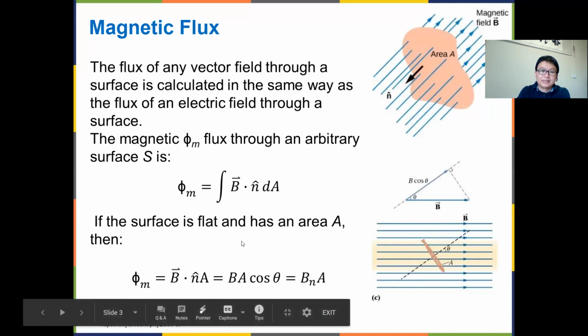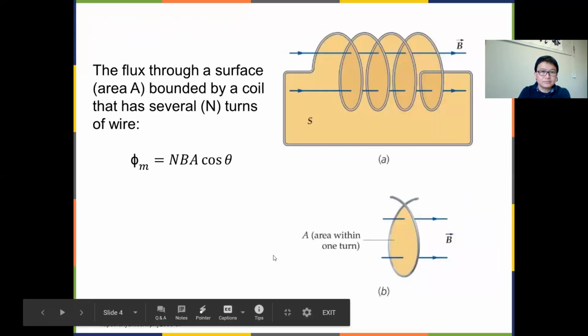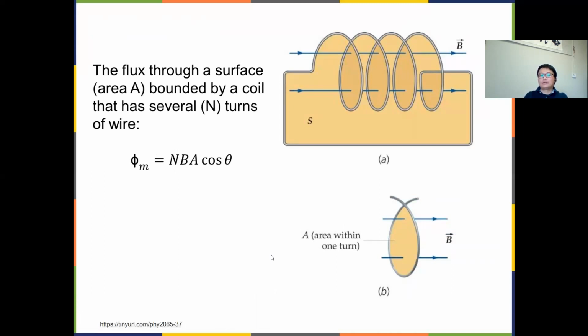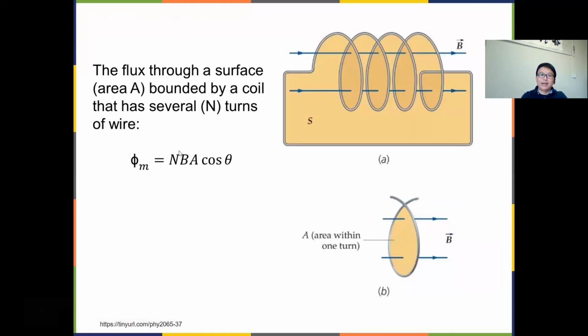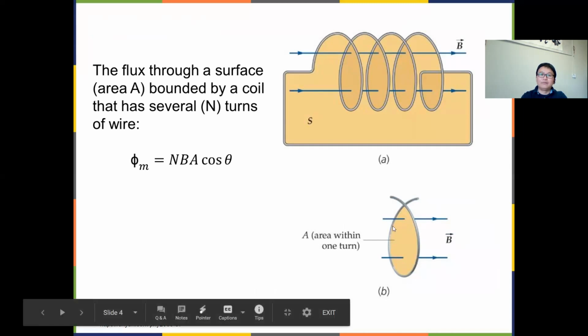So you can have a change in the magnetic field, a change in the area, or a change in the angle to produce a change of magnetic flux. For a solenoid that has many turns of coil, if you have n turns, then the flux is amplified by n. So multiply by n: n B A cosine theta, where A is the area of a single loop.